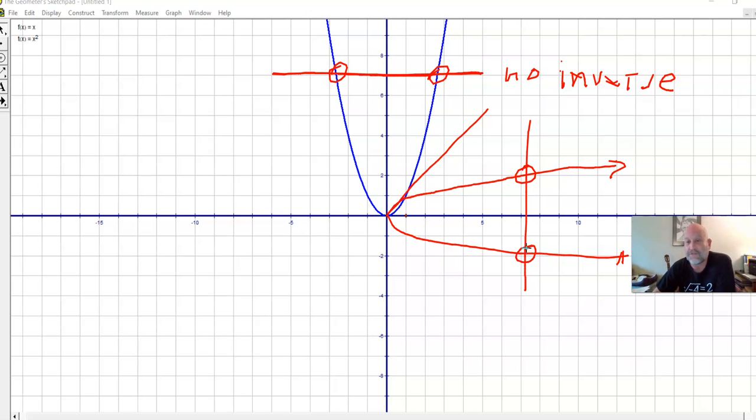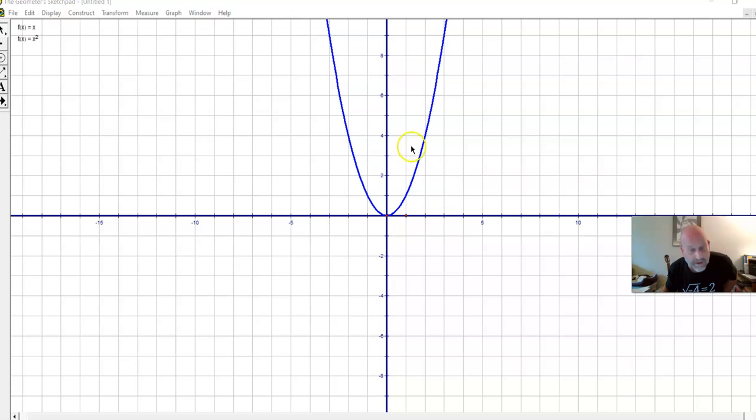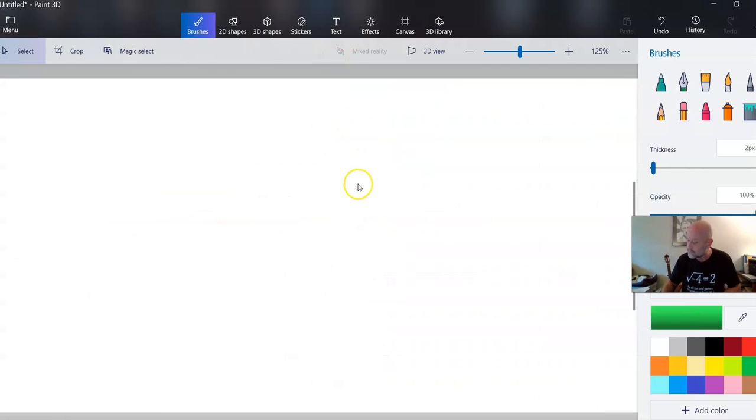So as long as a function only hits one point, no matter where you draw this, then it will have an inverse. If not, then it doesn't have an inverse. Now, let's go ahead and kill that. And I want to jump back over here.